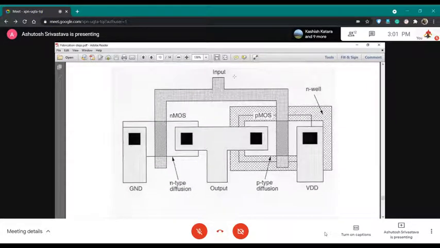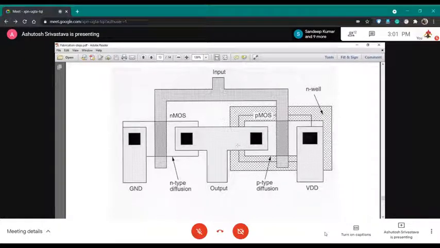Somewhat like this. Please note down this. This will make you understand everything. Please note down this. So here, what you are having is formation of your N MOSFET transistor. And here, what you are having is the formation of your P MOSFET. And this is the layout.